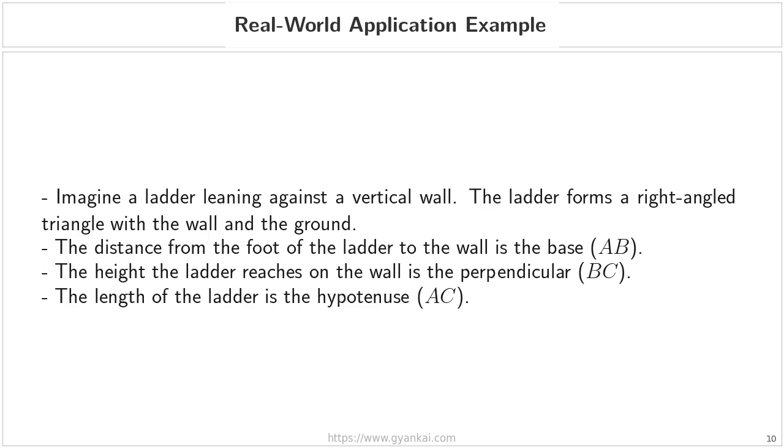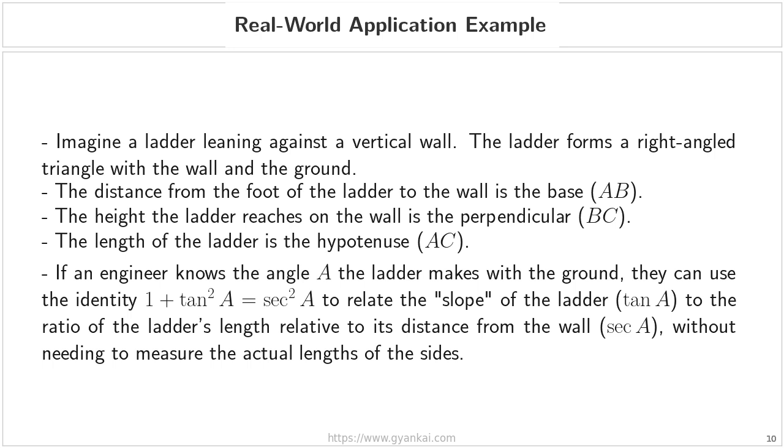In this scenario, the distance from the foot of the ladder to the base of the wall represents our base, which we labeled as AB. The height that the ladder reaches up the wall is our perpendicular side, or BC. And finally, the actual length of the ladder itself is our hypotenuse, which is AC.